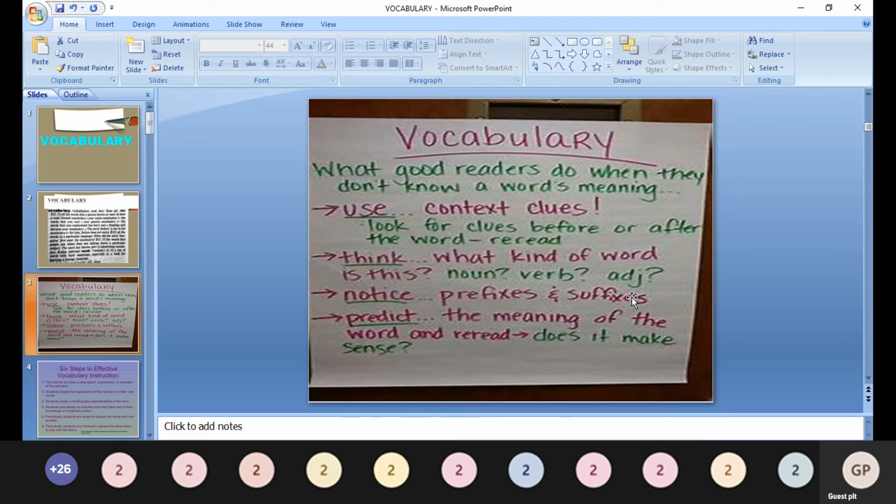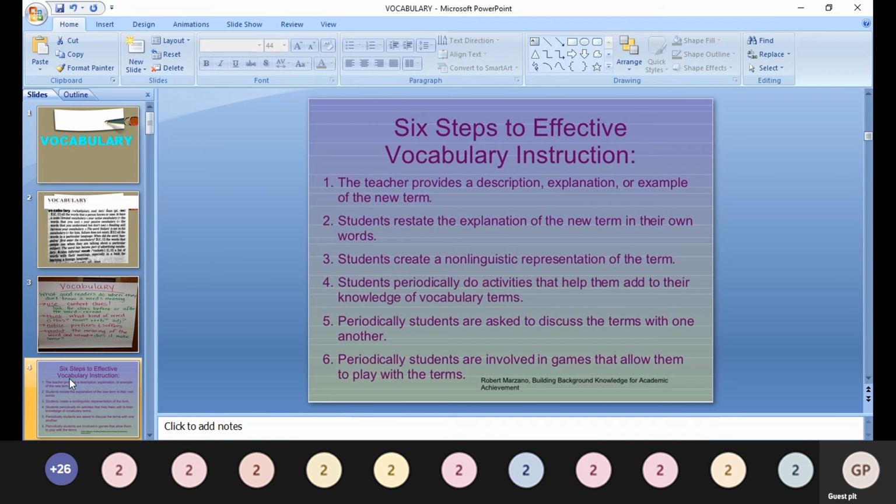Okay, then notice prefixes and suffixes. Prefixes and suffixes also play a role in finding out the meaning of the word. So you look at the prefix and suffix. Next, predict the meaning of the word and reread. Does it make sense? Okay, now you look into all these aspects, and you would have come up with a meaning somewhat. Then you guess the meaning and read the sentence again with the meaning and try to find out if it matches.